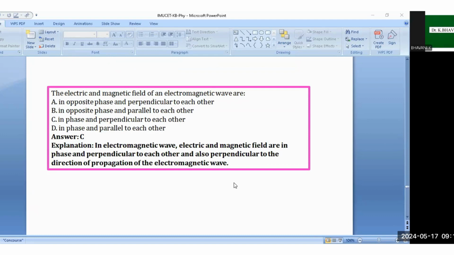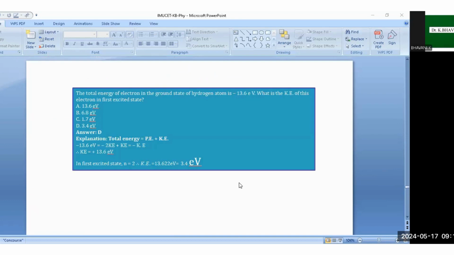Next question, the electric and magnetic field of an electromagnetic wave. Here you can see four answers. The right answer is C: the electric and magnetic fields of an electromagnetic wave are in phase and perpendicular to each other, and also perpendicular to the direction of propagation of the electromagnetic wave. So this is the problem, guys.